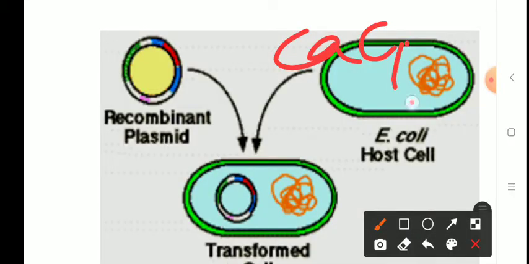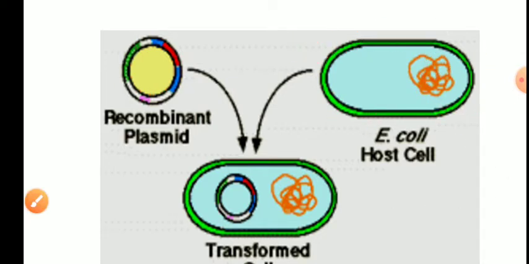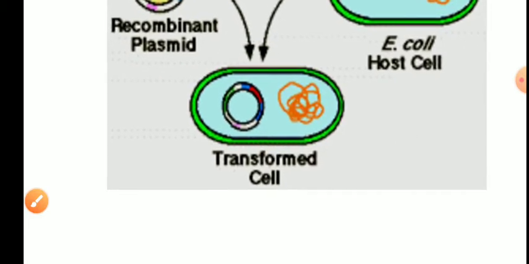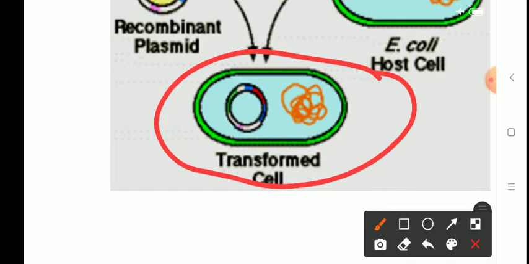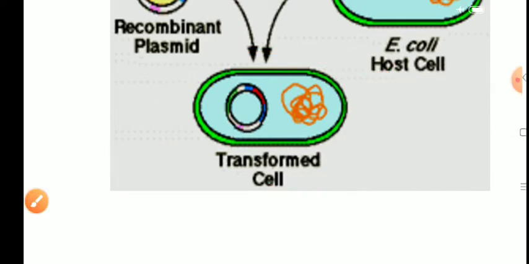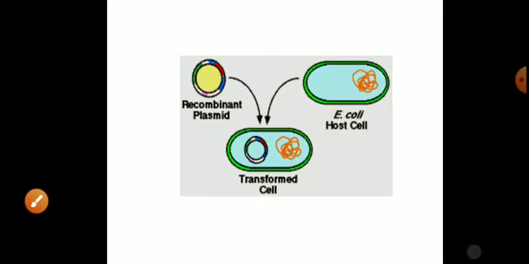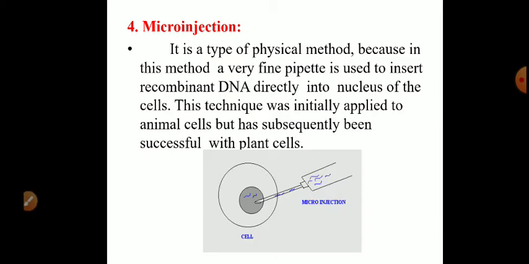Okay, CaCl2. When they are treated with calcium chloride, they become permeable and can readily accept the foreign DNA. And when the E. coli host accepts the recombinant DNA, the resulting cell is called a transformed cell. The cell is called a transformed cell.